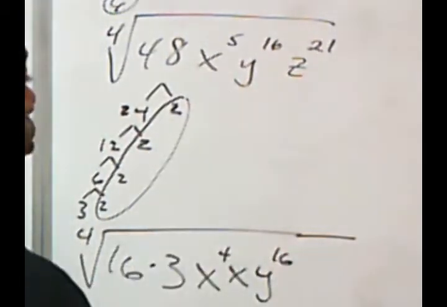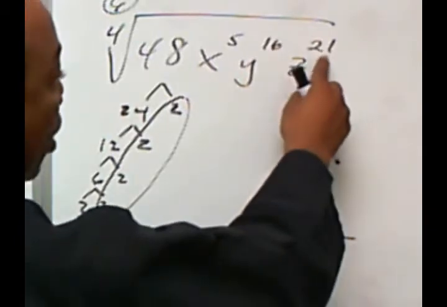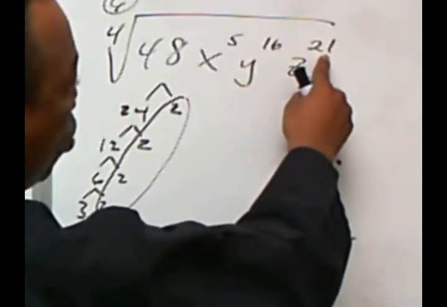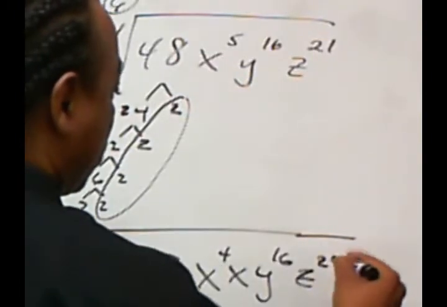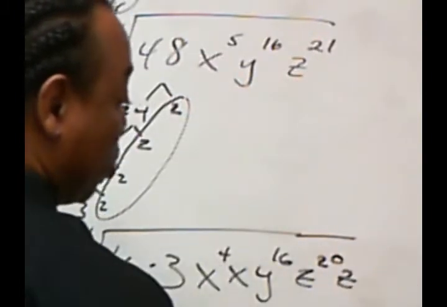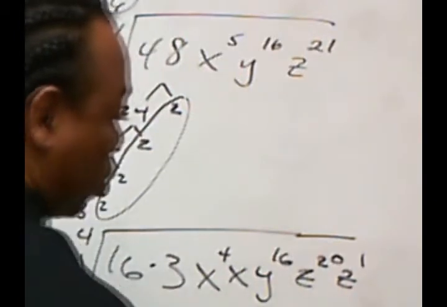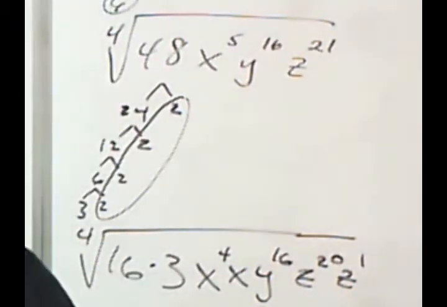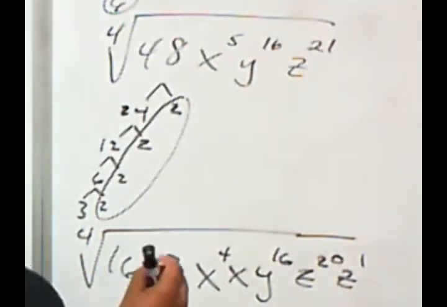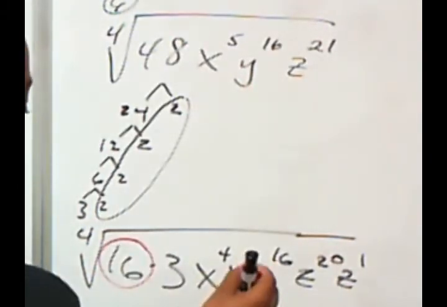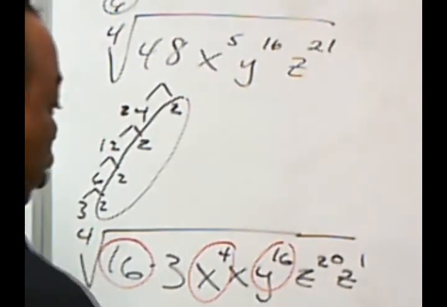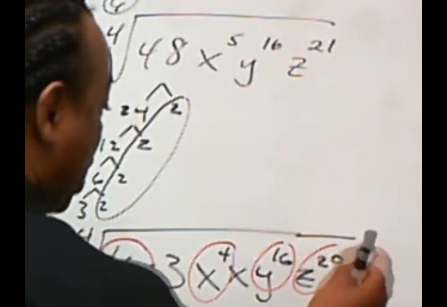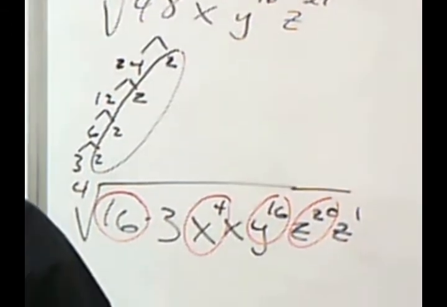Z to the 21st power is not a perfect 4th root because this is not in the 4 times table, so I'm going to expand this into z to the 20th times z, or should I say z to the 1st. Okay, the 16 will come out, because it's a perfect 4th, as a single 2. The x to the 4th will come out as a single x. The y to the 16th will come out as a y to the 4th. And the z to the 20th will come out as a z to the 5th.